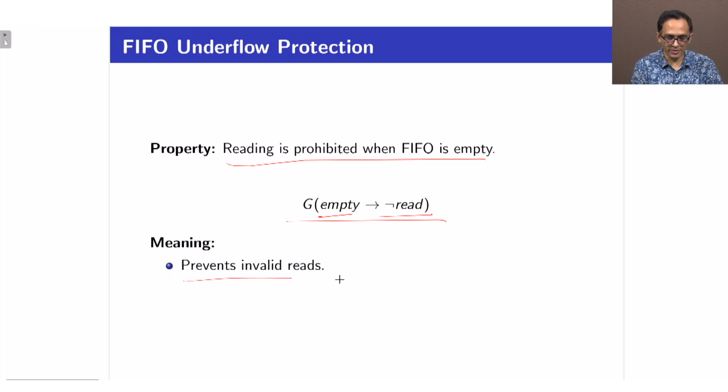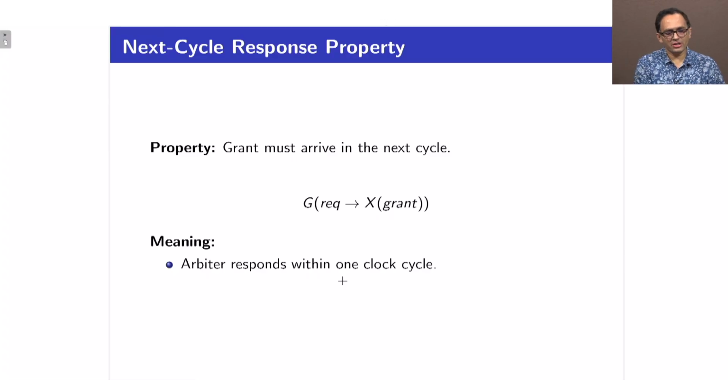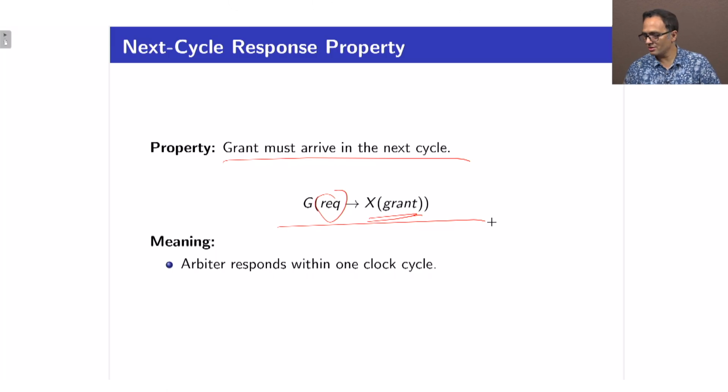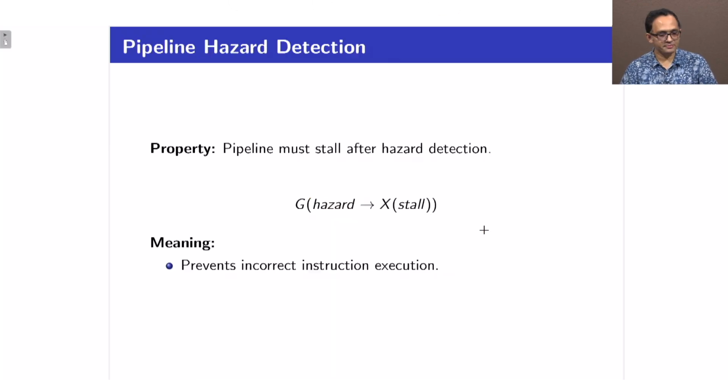So again, this is to prevent invalid read from a FIFO operation. And this FIFO is a very common block in hardware design, right? So when you use some FIFO, you have to add all these properties. Let's say I try to say the grant must arrive in the next cycle, right? It means if you request, in the next cycle the grant should come, and that is globally true, right? So this is something if you mean that an arbiter must respond within one clock cycle, you can encode that particular thing using this.